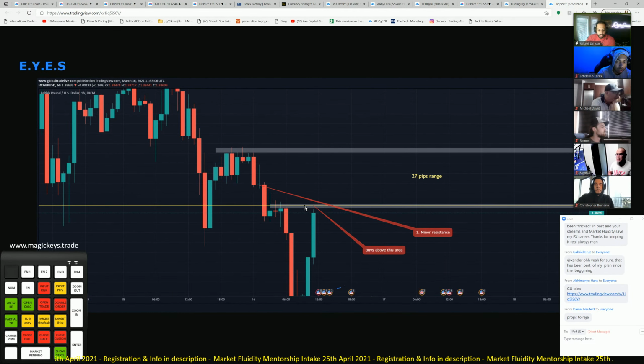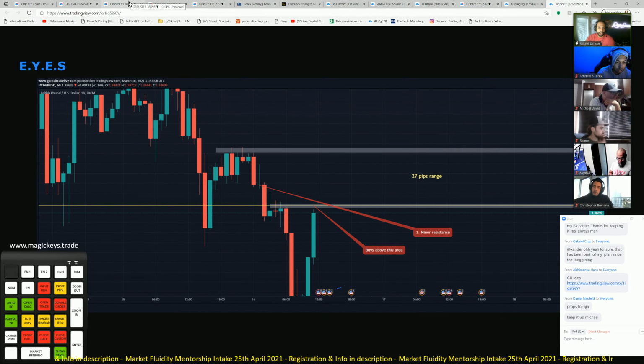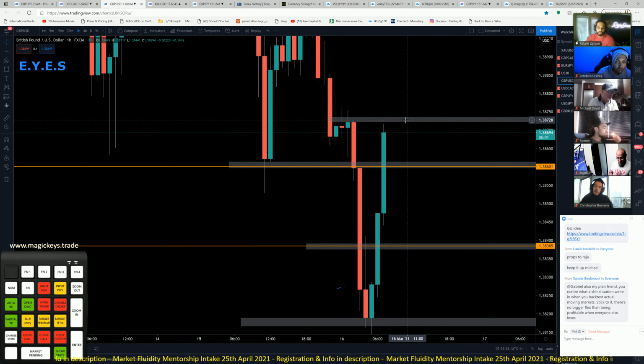Buys above this area, minor resistance, 27 pip range. I think it's pretty good, you know. If you do break above this area, you can possibly say that, okay, maybe this minor zone is just a little bit of a roadblock for the full position to continue moving bullish, which I think there's enough volume, so we'll see what happens once we break above this area here.